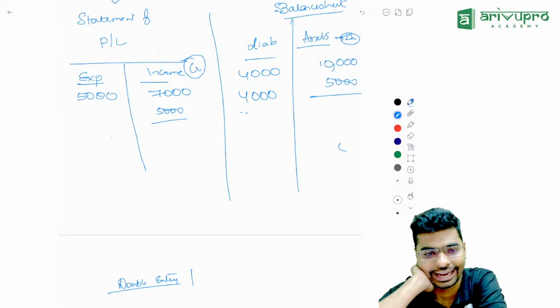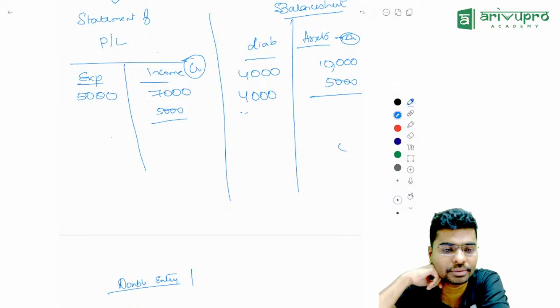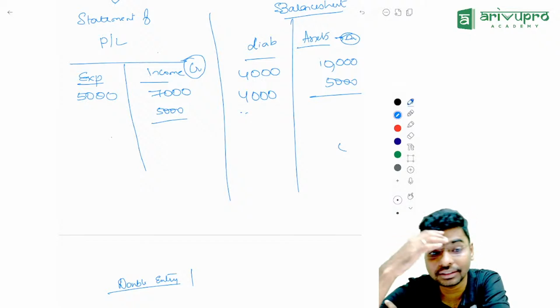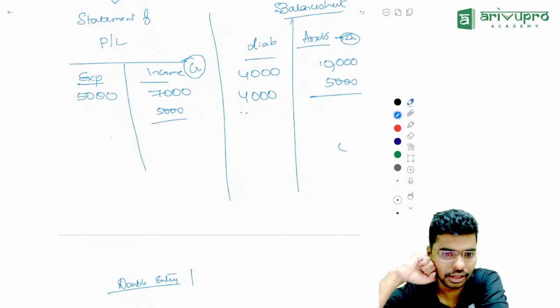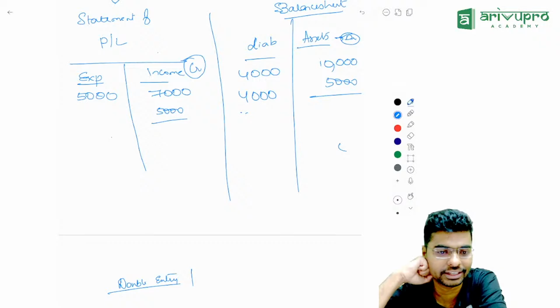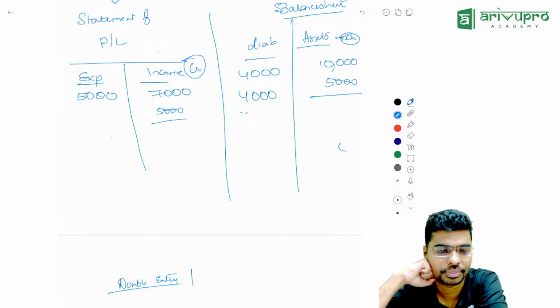All the items in the trial balance, since there is a double entry already done, will appear once in financial statements.